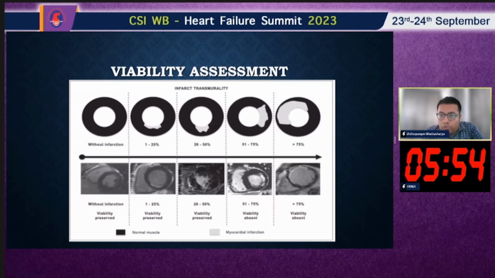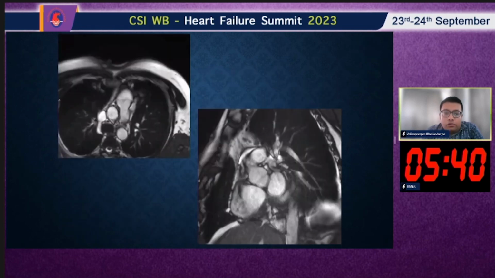Next, coming to viability assessment by cardiac MRI. The classic teaching is that if the scar is a transmural one, more than 50%, it is a non-viable part of the myocardium. So here are some clips.